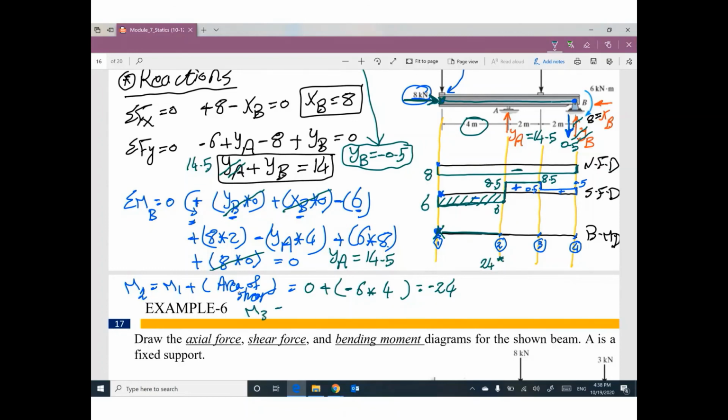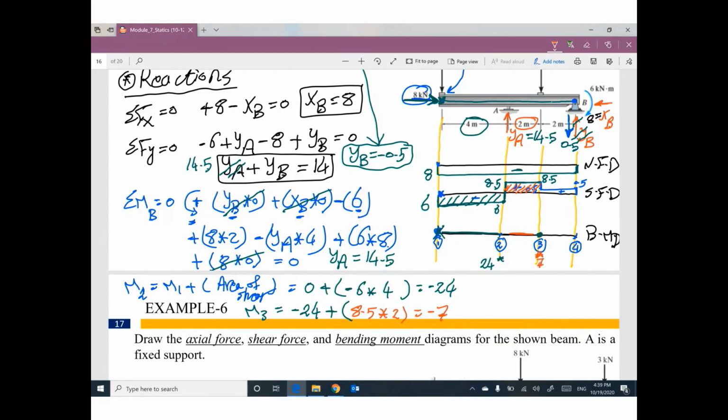M3, moment at the next point, equal previous point, which is M2, negative 24, plus area of shear between the 2 points. What is the area of shear between the 2 points? We have positive area. How much? 8.5 times 2. This value will be negative 24 plus 8.5 times 2, negative 7. So the value here will be negative 7.